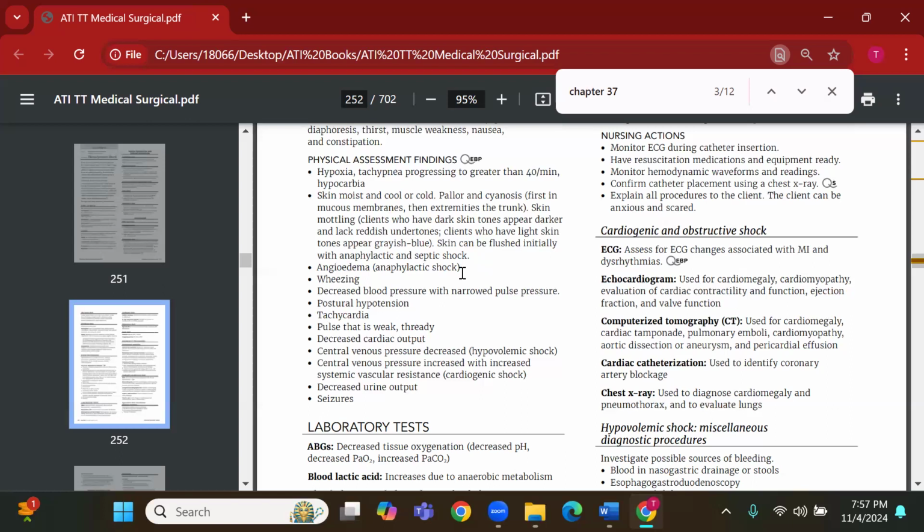Look at this, decreased blood pressure with narrow pulse pressure. Postural hypotension, tachycardia, pulse that is weak and thready. Look at that, decreased cardiac output. Central venous pressure decreased, which is your CVP is down. CVP increased with cardiogenic shock. Don't worry about these two. You don't have those on this exam. But look at there, decreased urine output.